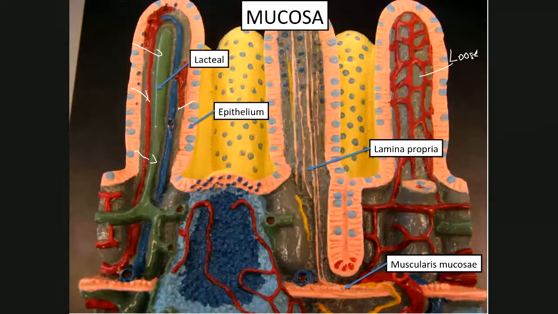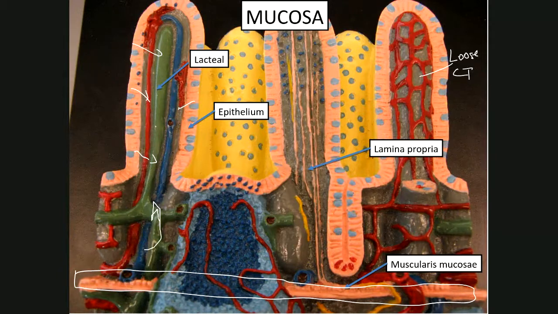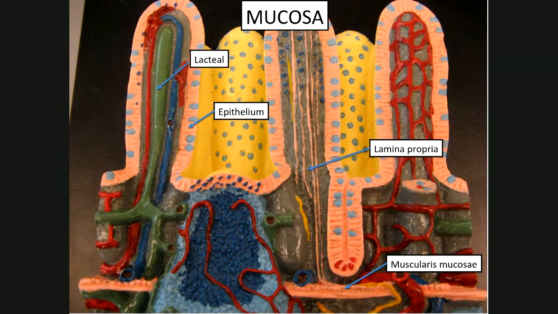So that's lamina propria. And then there's this thin, thin layer of smooth muscle, and you can see it right here. And it's going to make this move or shift or change shape a little bit. That's the muscularis mucosae. So 3 sublayers: the epithelium, the lamina propria, and the muscularis mucosae. Make sense?